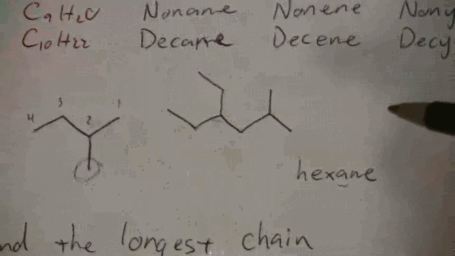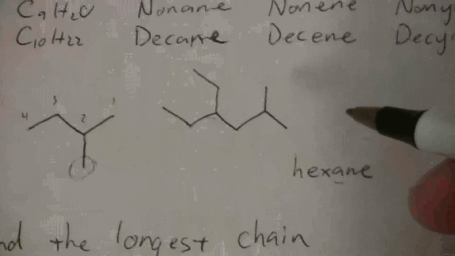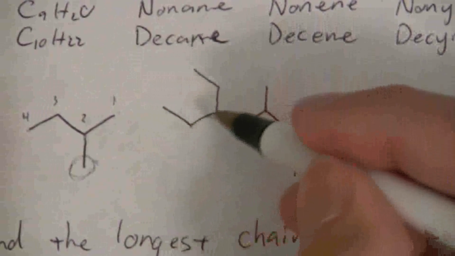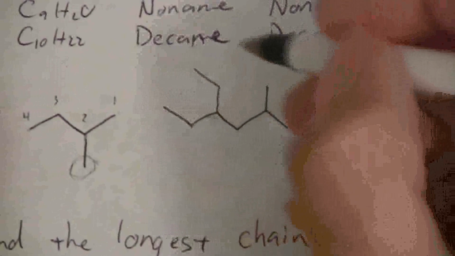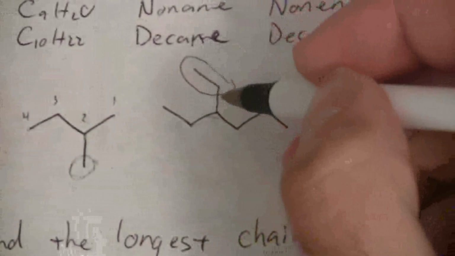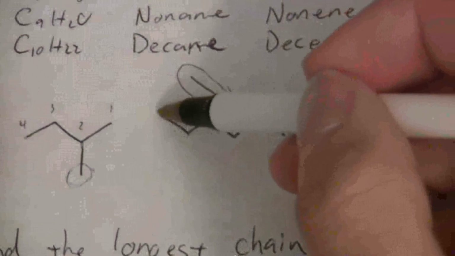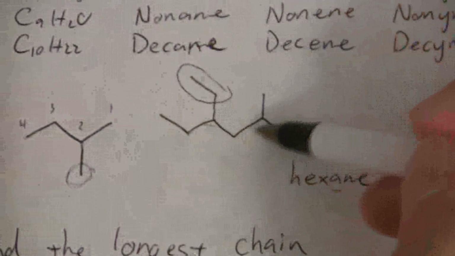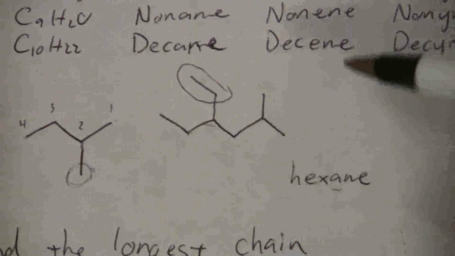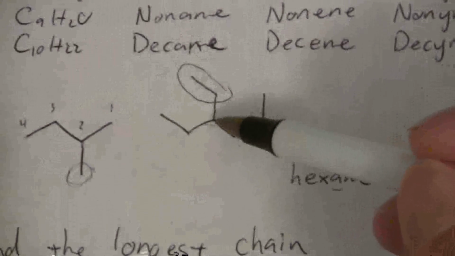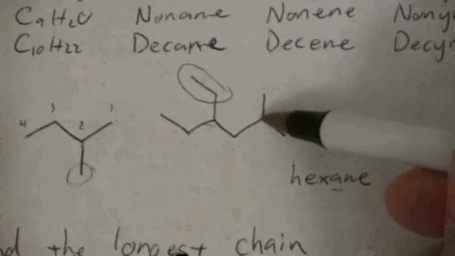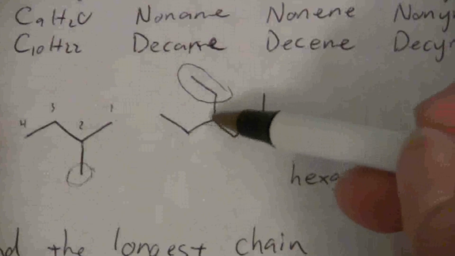But now, how am I going to number this? Well, if I numbered from this side, I'd have 1, 2, 3, and then this is what group? Well, I have 2 carbons that are attached, so that would be an ethyl group. So this would be 3-ethyl, 5-methyl, if I started from that direction. And so my first group would be 3. But if I start from this direction, 2-methyl, 4-ethyl.